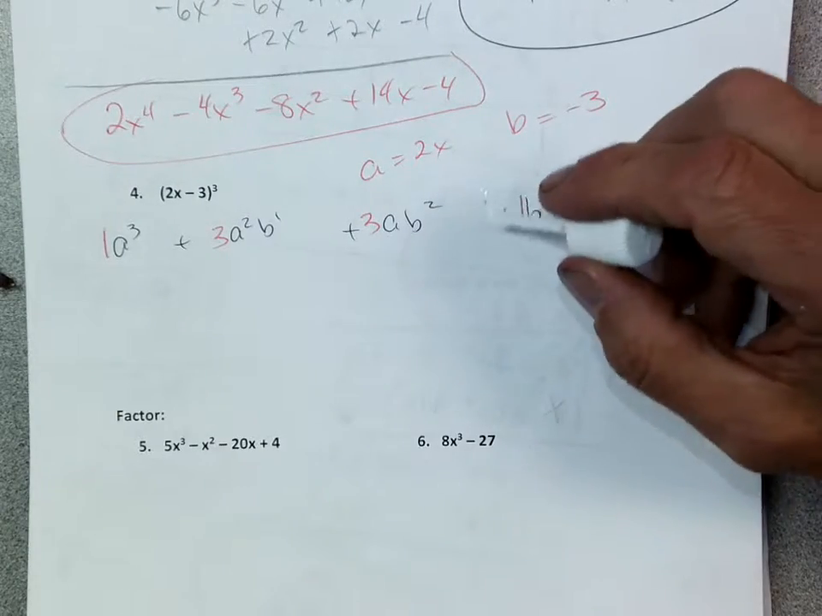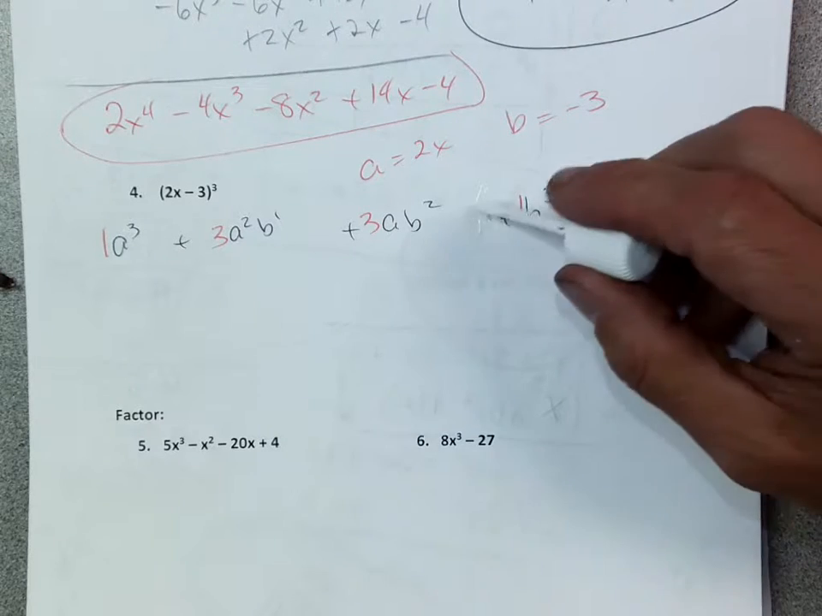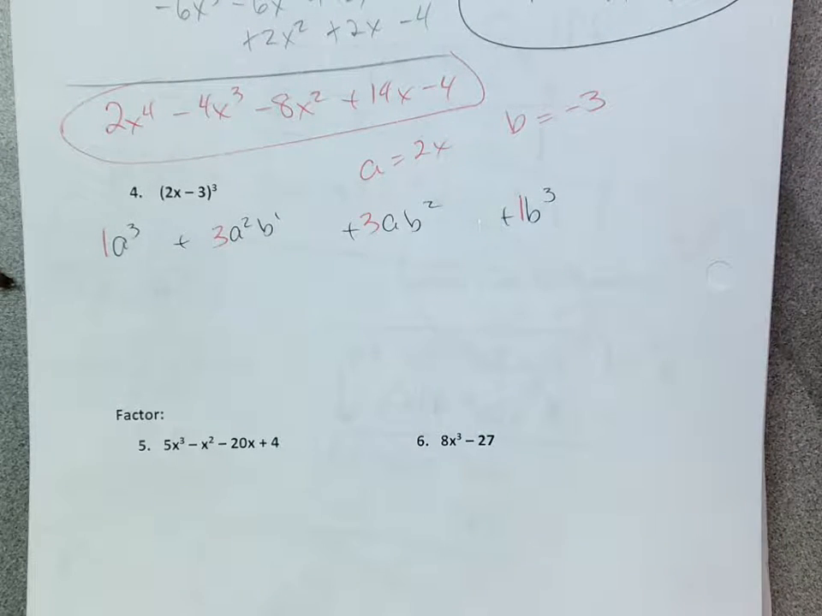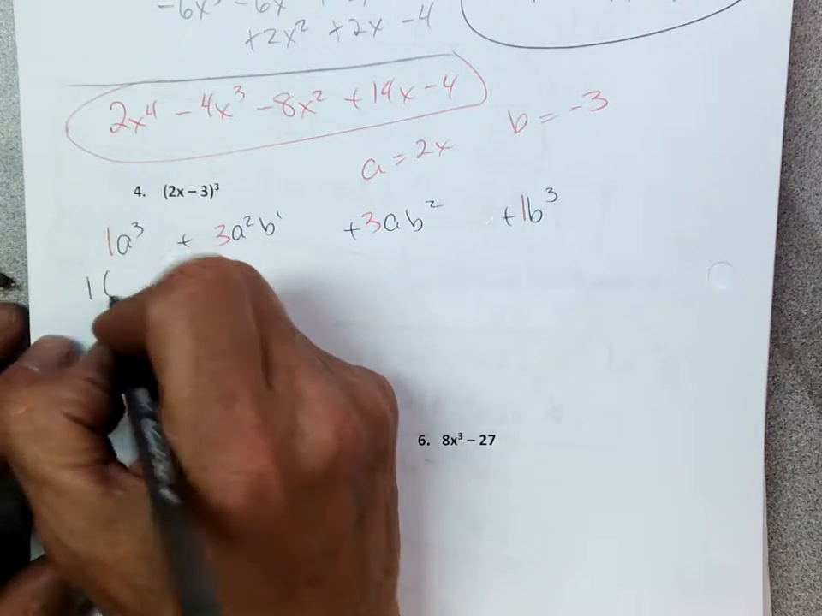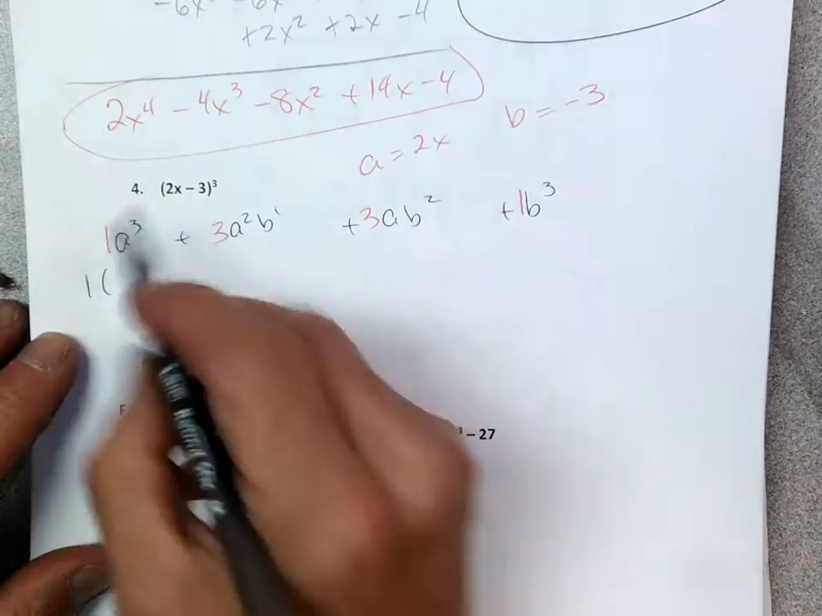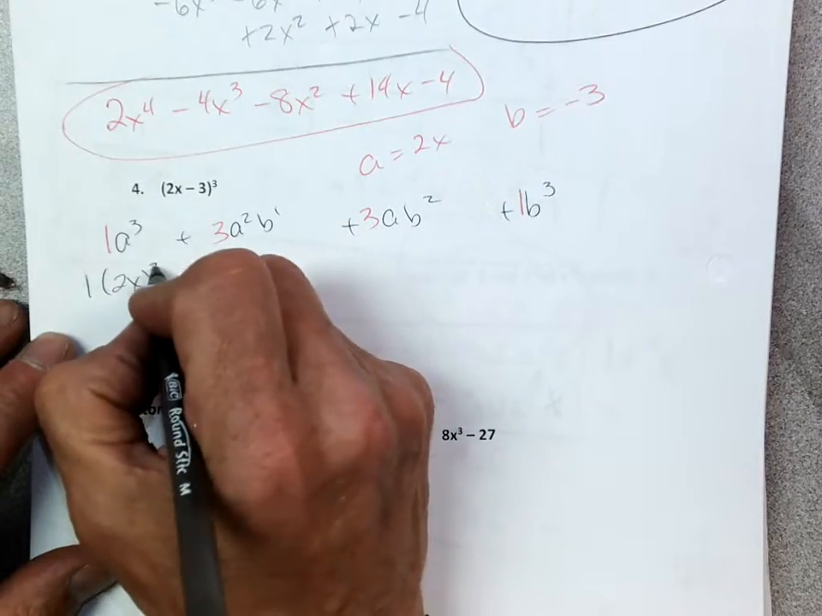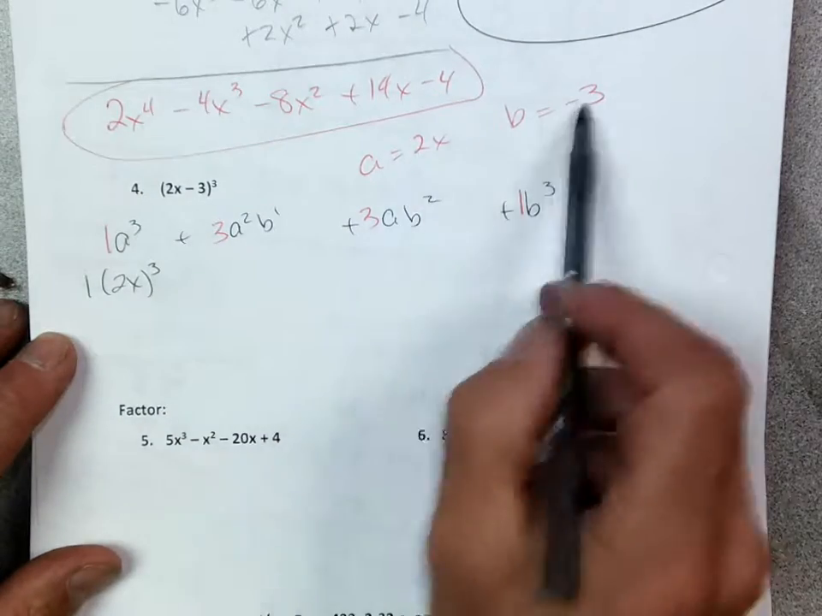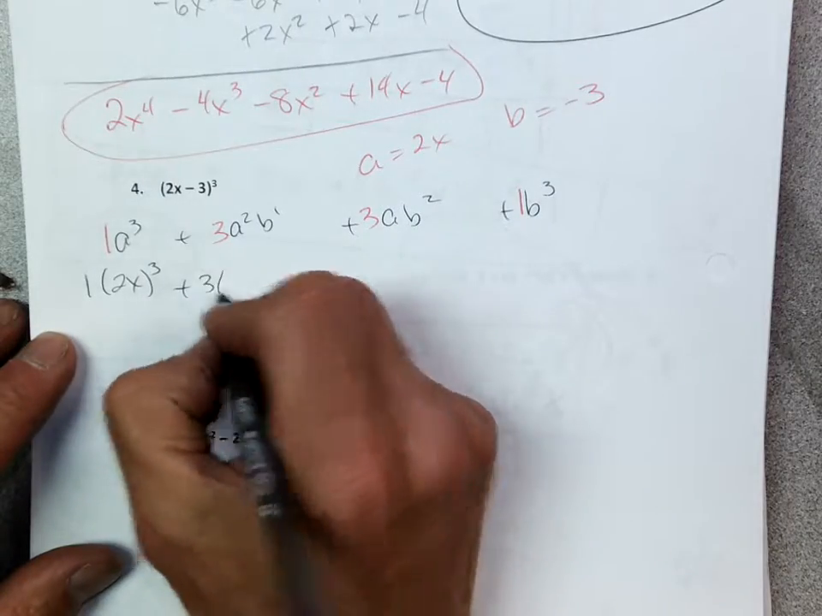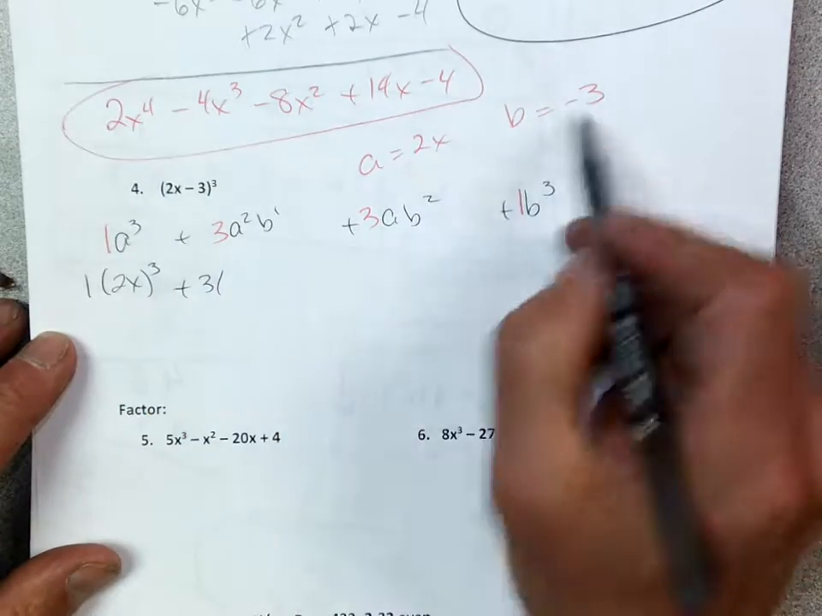Erase this before this. Okay, there we go. Now, the whole problem isn't about A's and B's, right? The problem is about X's and 3's and 2's. So let's put things back in. We're going to have a 1 times A. Now, A is 2x to the third, right? So I'm just plugging things back in. Plus a 3 times A is 2x.